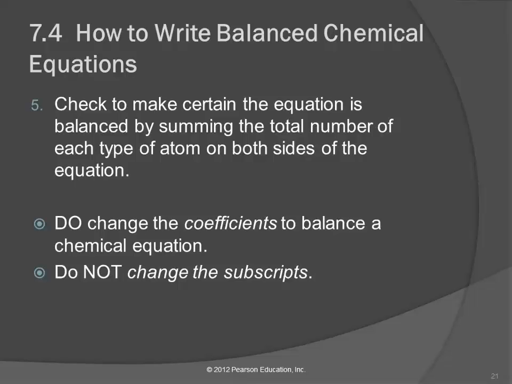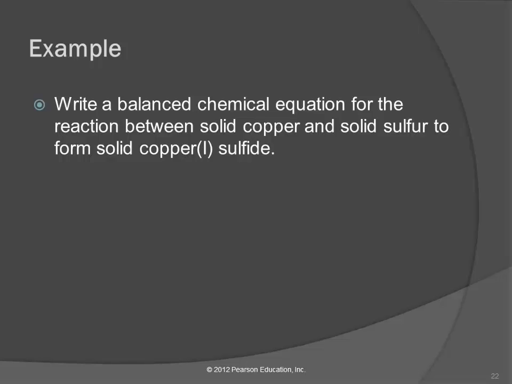And here are 2 very important things. Do change the coefficients to balance the chemical equations. Those are the large numbers in front of the chemical formulas. Do not change the subscripts. Students like to do that because it's easy. It's easy, but it's wrong, okay? And easy's not good if it's wrong. I'm all for easy if you get the right answer, but that's not going to get you where you want to be. So those are the rules. Let's do some examples.